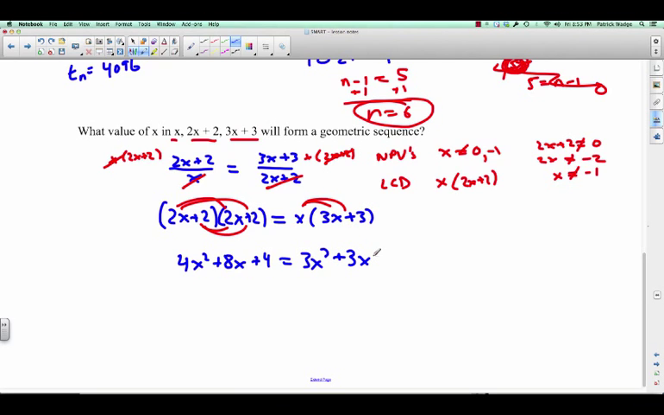Okay, it's a quadratic. We want to get everything to one side. So subtract the smaller x squareds. This is an x squared here. Subtract the smaller ones to keep them positive. So subtract 3x squared on both sides and subtract 3x on both sides. What you'll be left with is x squared plus 5x plus 4, and what's left on this side is nothing. What do you do next?